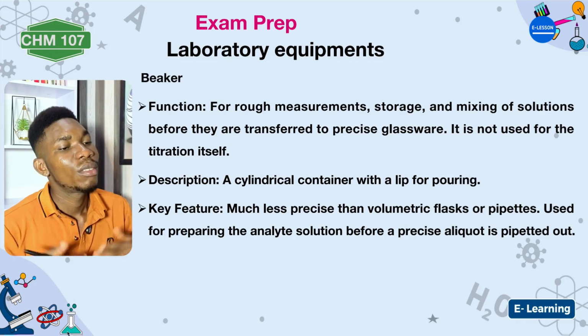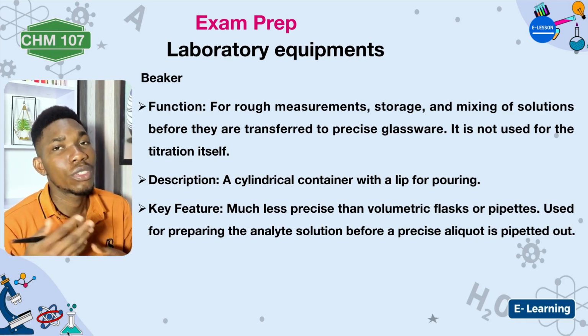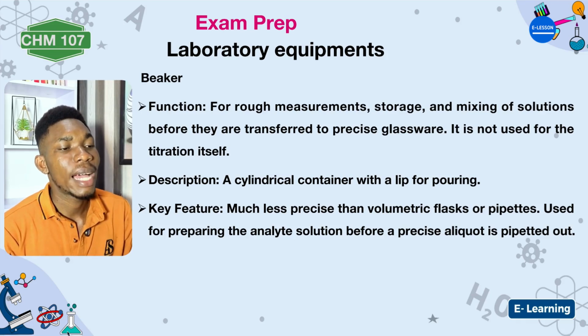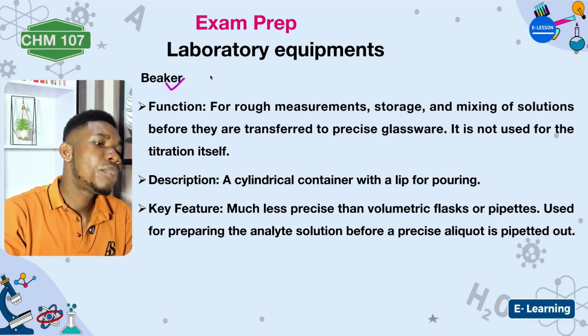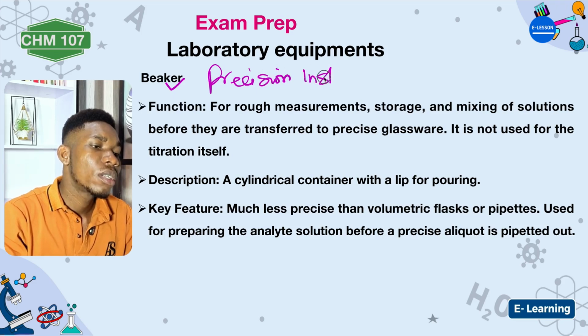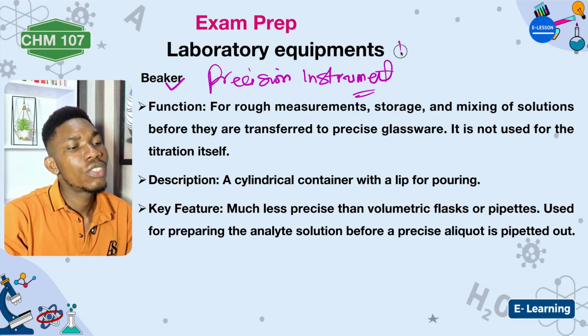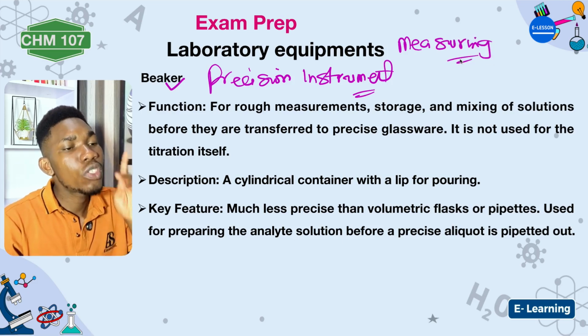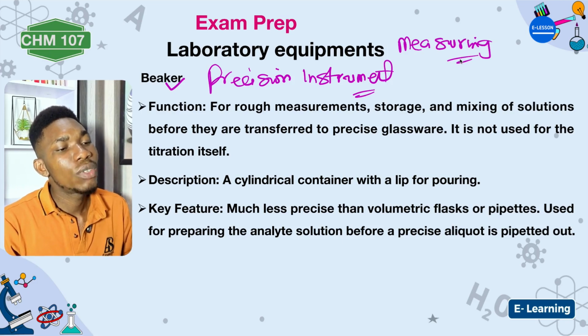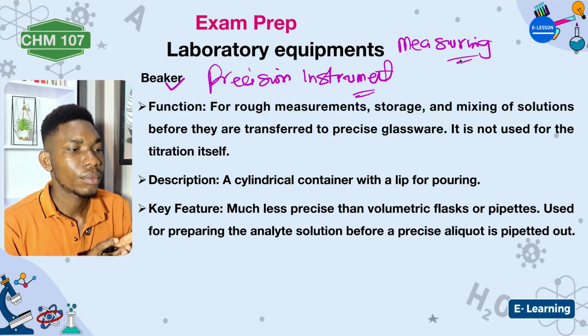Now, the beaker is for rough measurement, storage, and mixing of solutions, before they are transferred to precise glassware. So the beaker is not a precision instrument, because with a beaker you cannot really measure accurately. The measuring cylinder is also not a precision instrument. The ones that are precision instruments are the ones that usually have just one calibration, or you can accurately measure an amount with, like your burette, your pipettes, your volumetric flask. Those ones are precision instruments.